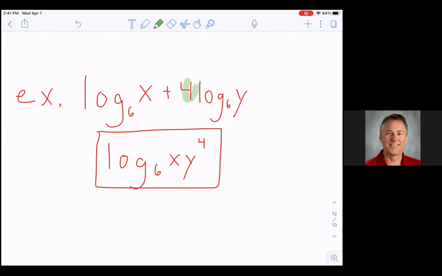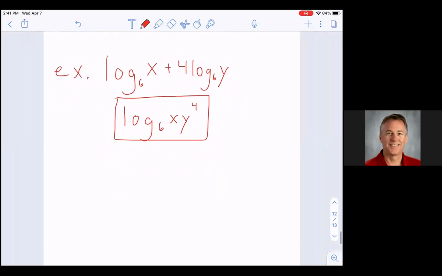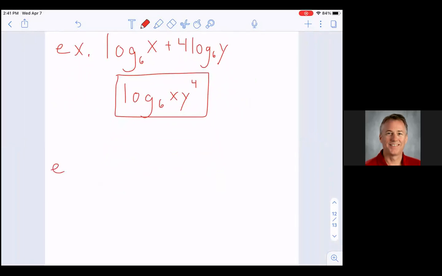Again, I got y to the 4th by taking that 4 and putting it there. That gave us the y to the 4th. And I multiplied them because it was addition. All right, let me give you another example.